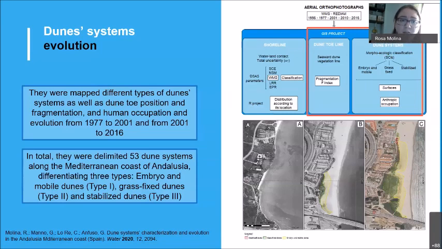Three types of dune systems were differentiated. The embryo and mobile dunes were type 1, grass fixed dunes type 2, and stabilized dunes type 3. In this map, you can see an example of a formation of a new dune system. Highlighted in red is the methodology used to do this part of the project.